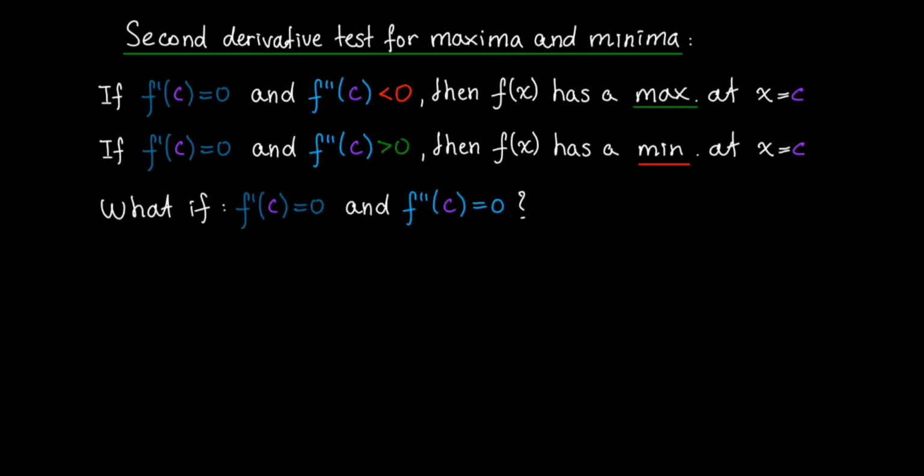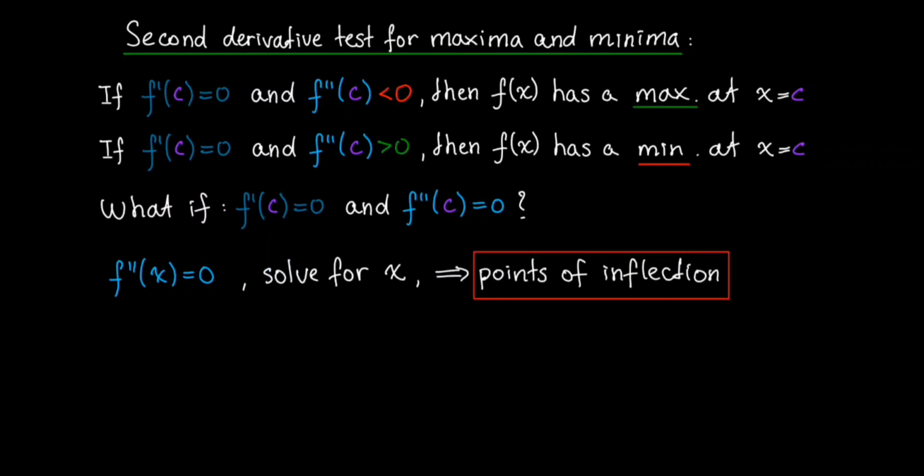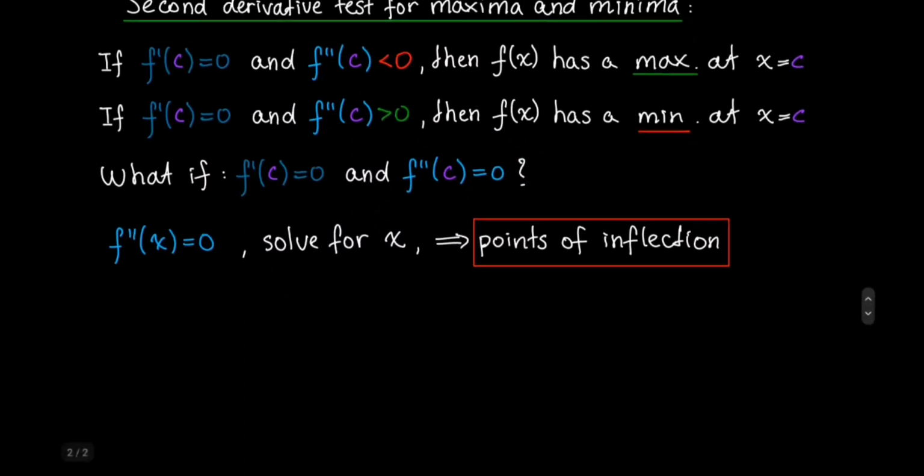However, there is another case, and you might probably already be questioning. What if the first derivative of c is equal to 0, and you plug in that value into the second derivative, and you also get another 0? Well, this here is when I start talking about what kind of points can be found using the second derivative. Just like with the first derivative, if you equate the second derivative to 0 and then solve for x, these x values give you the points of inflection. Sounds like a mouthful, but it's really not that bad.